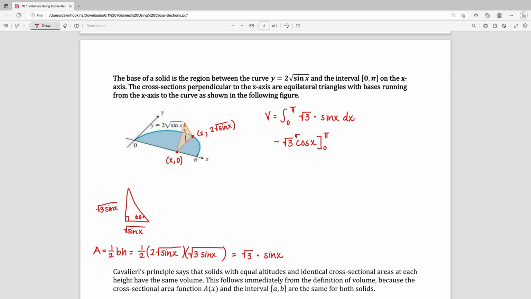Go ahead and bring that negative square root of 3 in front. So we're looking at the cosine of pi minus the cosine of 0. Cosine of pi is negative 1. The cosine of 0 is positive 1. So in the parentheses, we have negative 1 minus 1, or negative 2. Negative 2 times the negative square root of 3 is going to give us 2 square roots of 3.